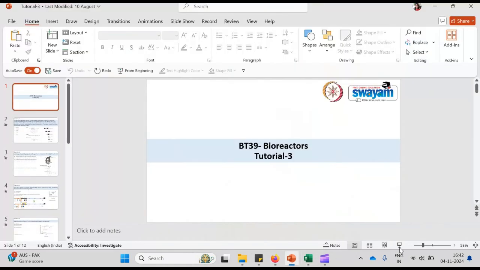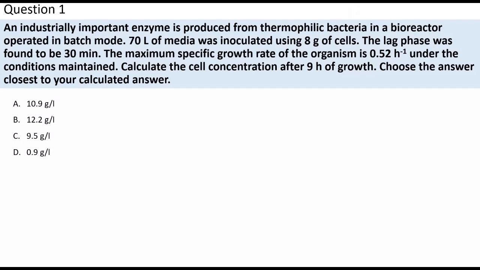In tutorial 3, an industrially important enzyme is produced from thermophilic bacteria in a bioreactor operated in a batch mode. 70 liters of media was inoculated using 8 grams of cells. The lag phase was found to be 30 minutes. The maximum specific growth rate of the organism is 0.52 per hour under the conditions maintained. Calculate the cell concentration after 9 hours of growth. Choose the answer closest to your calculated answer. Option A 10.9 gram per liter, option B 12.2 gram per liter, option C 9.5 gram per liter, and option D 0.9 gram per liter.